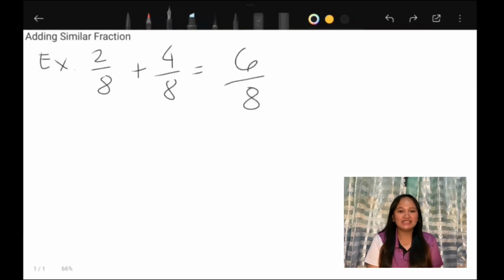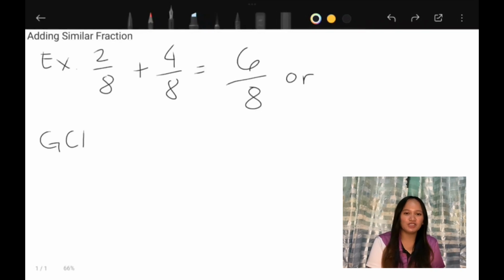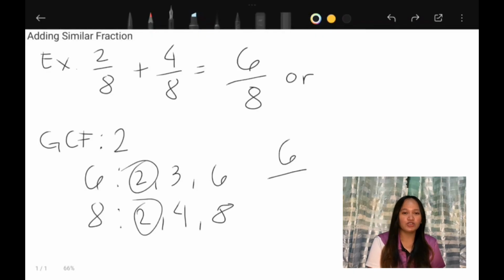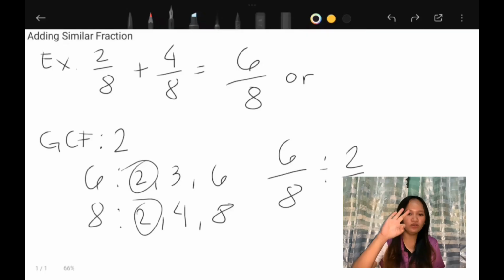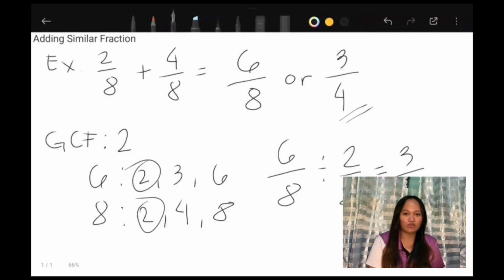The last step is simplify. 2/8 plus 4/8 is equal to 6/8. So, is this our final answer? No. 6/8 is not our final answer, because 6 and 8 can still be reduced to its simplest form. So 6 and 8 can be divided by 2. 6 divided by 2 is equal to 3, and 8 divided by 2 is equal to 4. So our final answer for 2/8 plus 4/8 is equal to 3/4.